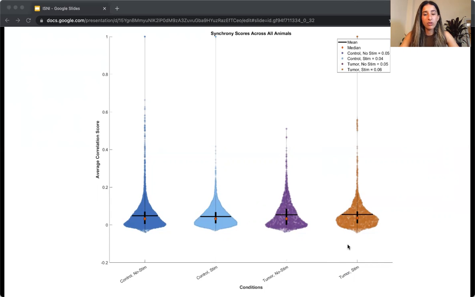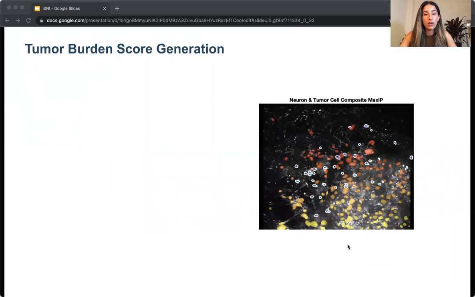Seeing this minimal difference between groups drove us to break down the populations of neurons further, expecting to likely see the greatest response in proximal neuronal populations, neurons that are close to tumors, essentially. In this image, you can see that we use neuronal regions of interest, which are outlined in white, and tumor cell regions of interest marked in red and yellow to compute a tumor burden score for each neuron as a function of its distance to tumor cells in the local tumor microenvironment.